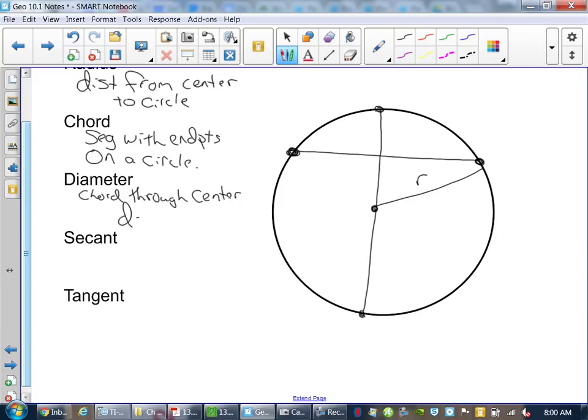The diameter is equal to 2 times the radius. You know, that's what you were saying. You double the radius, you get the diameter. Or cut the diameter in half, you get a radius. It works going either way. Okay? It works going either way.